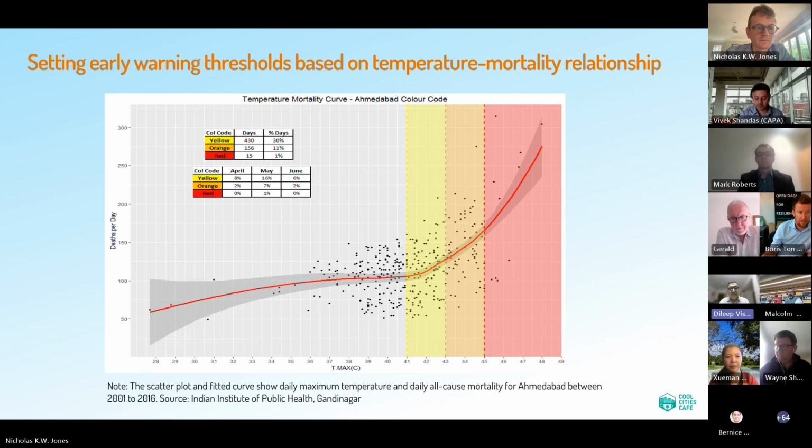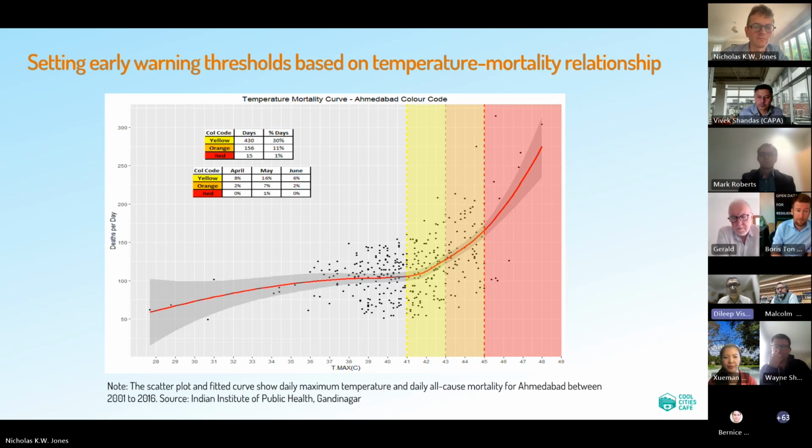We also looked at the 15-year data from the past in the summer, and this is a scatter plot of daily mortality on the vertical axis and daily maximum temperature on the horizontal axis. And you see that at around 41 degrees, the graph starts going up. It goes up at 43 degrees faster and 45 degrees even faster. And that is where for a practical heat action plan threshold, we decided 41 degrees maximum temperature as yellow alert, 43 degrees as orange alert, and 45 degrees upwards as red alert.